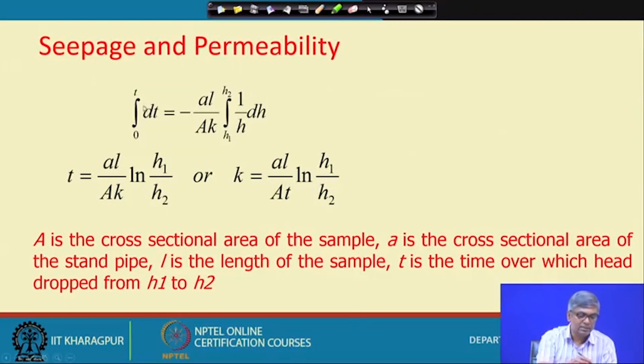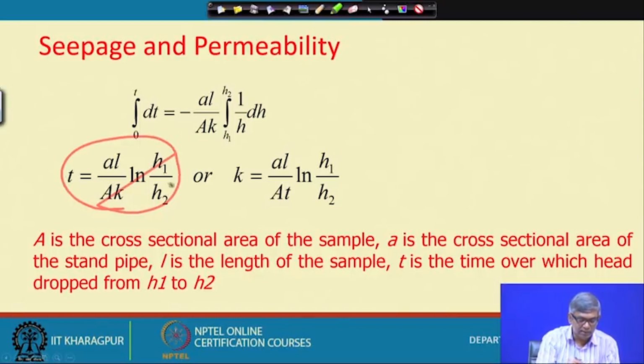So, you have to integrate from 0 to t. I have fixed the initial time as 0 and the final time is t, suppose some 10 seconds or 1 day or 2 days, and h1 and h2 are the two heads, for example the initial head given as 10 meter and the final head given as 2 meter. So, these two are to be observed, and if I put this, then this reduces to this form, and finally, simplifying, k becomes equal to a L by A t into ln h1 by h2. This ln is the natural log, that is to be remembered.